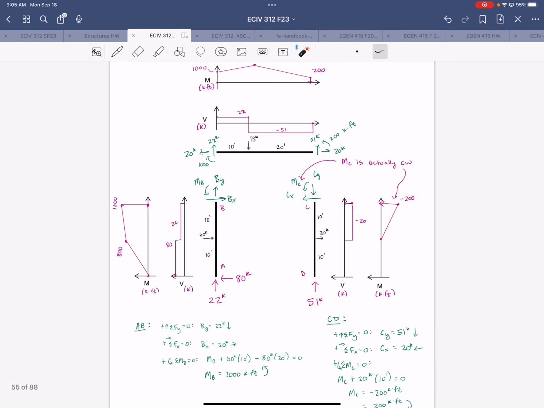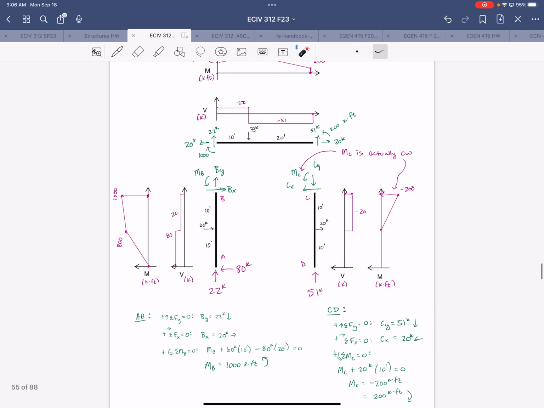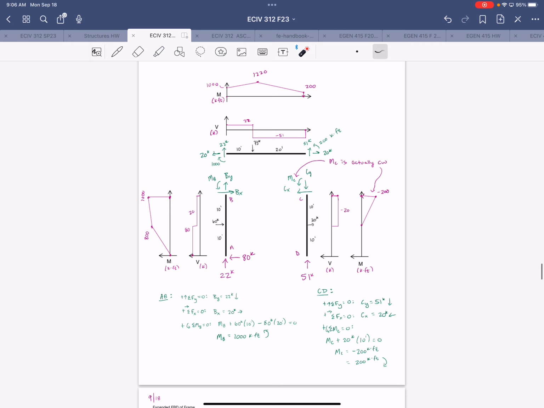Alternatively, you could have marched through the frame, right? You could have found the forces at joint B, transferred those forces to the beam. So now those forces would be known, but these would be unknown. And then you could apply equilibrium to the beam to find the forces at C and then just transfer them to the column. So, a couple different ways you could go about solving that. Either way, you should always end up with the same results.